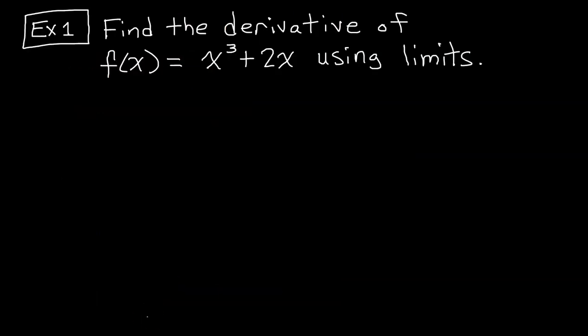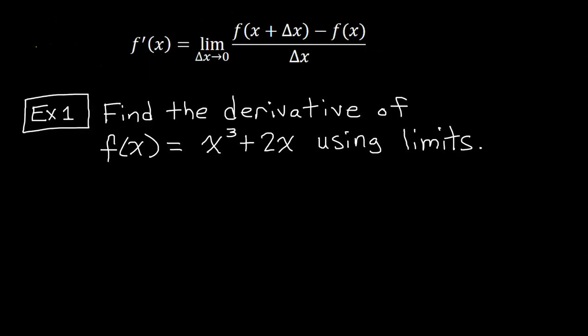Example 1. Find the derivative of f of x equals x to the third power plus 2x using limits. So here's the definition of derivative to refer back to. So f prime will equal the limit as delta x approaches 0.